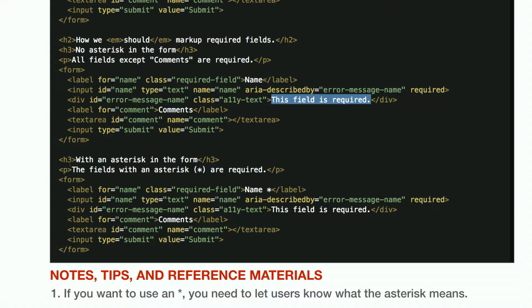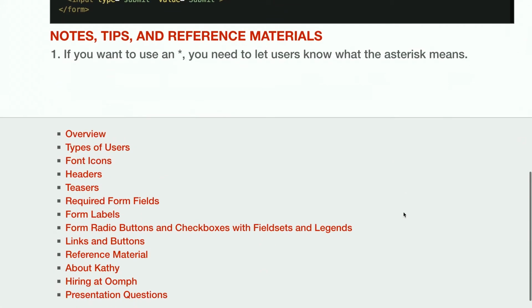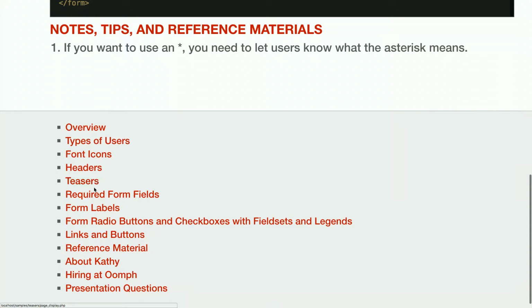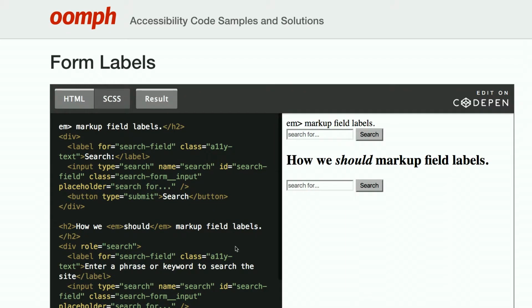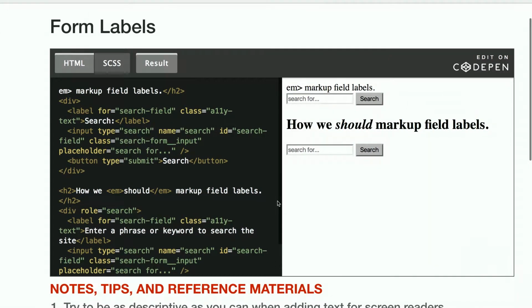And then another way is by letting the user know what the asterisk actually means: the fields with the asterisks are required. And then you can use them like you've been normally using them. It's nice to have the additional aria-describedby, but at minimum, the required tag. Oh, look at that. That's a broken tag.